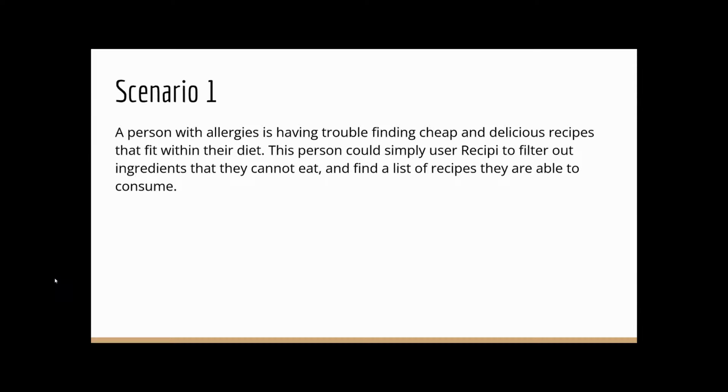So here are some scenarios of what the app could be used for. Say a person with allergies is having trouble finding cheap and delicious recipes that they can eat within their diet. A person could simply use the recipe app to filter out ingredients they cannot eat, such as, like Trevor mentioned before, peanuts. If you're allergic to peanuts, you could filter out peanuts and then look for recipes that don't include peanuts. And you could also do things such as just bread or anything really.